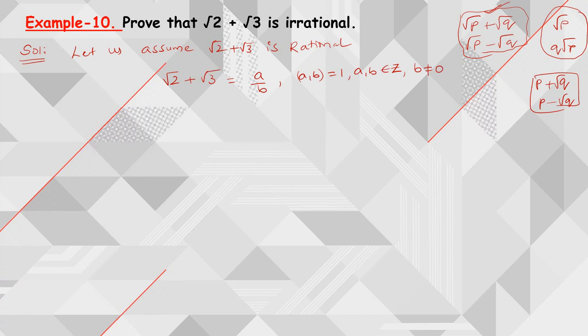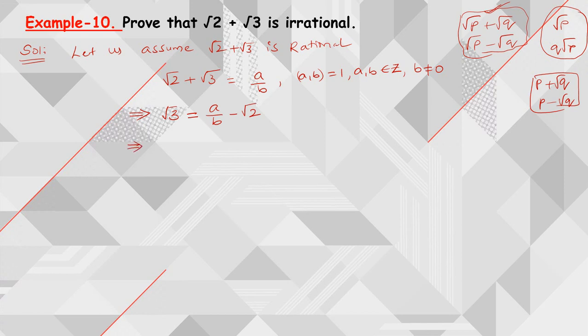And after this the next step, you need to be careful. Either you transpose root 2 to the right hand side or root 3 to the right hand side. In this particular situation I am keeping root 3 on the left hand side, and transposing root 2 onto the right hand side. So from this I get a by b minus root 2. Otherwise you can transpose root 3 to the right hand side and keep root 2 on the left hand side as it is.